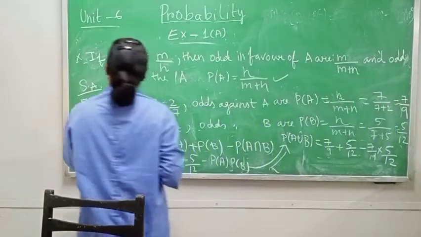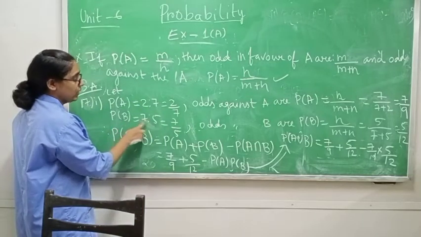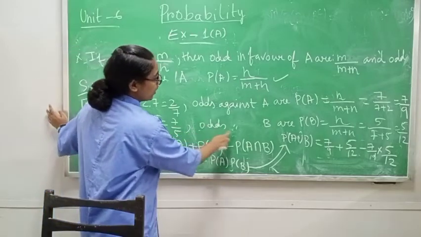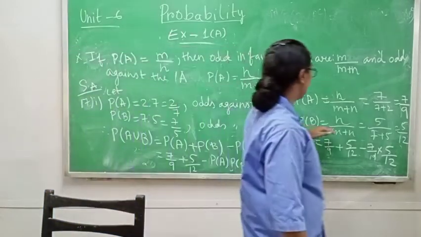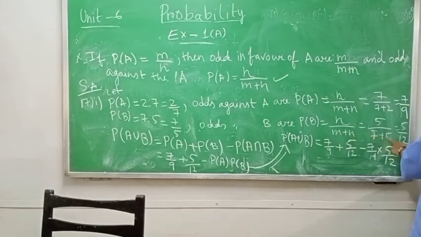Another event is given, P(B). Let probability of B. Event B is 7:5, so I am again converting it into the fraction 7 by 5. Again I am writing odds against B, P(B) equals n by m plus n. N is 5, m plus n is 5 plus 7, which will give you 12.